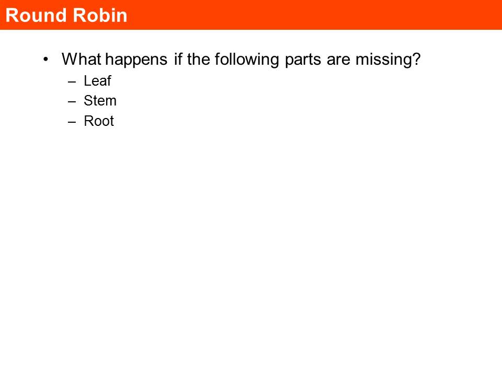I use round robin to summarize what they have learned. So I get the children to take turns to answer what happens if the following parts are missing. So what happens if it's an action question from the productive question.